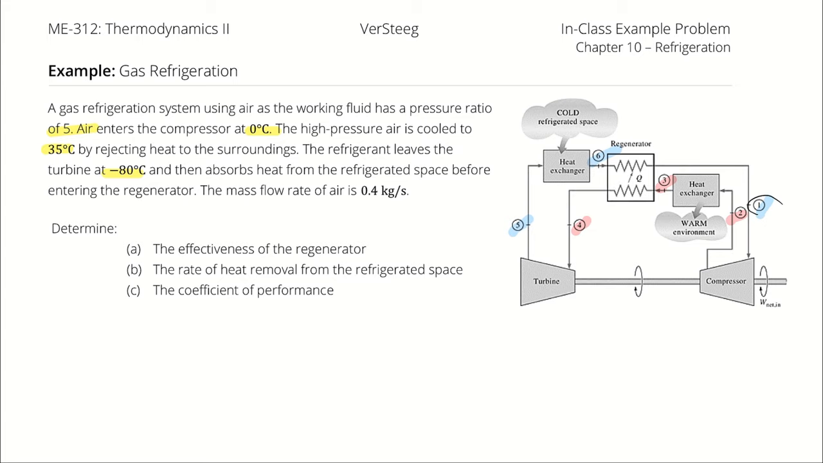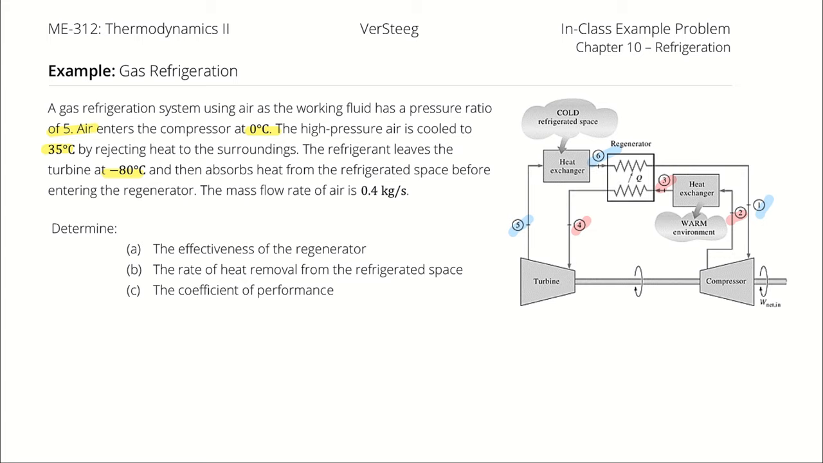Lastly, I was told the mass flow rate of air, which, because this is made up of steady flow devices, is the same everywhere. m1 is equal to m2, which is equal to m3, which is equal to m4, which is equal to m5, which is equal to m6, all of which are 0.4 kilograms of air per second.